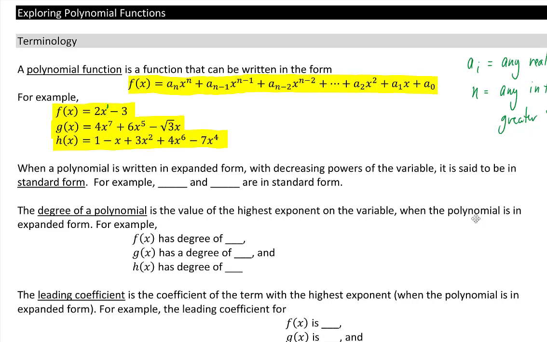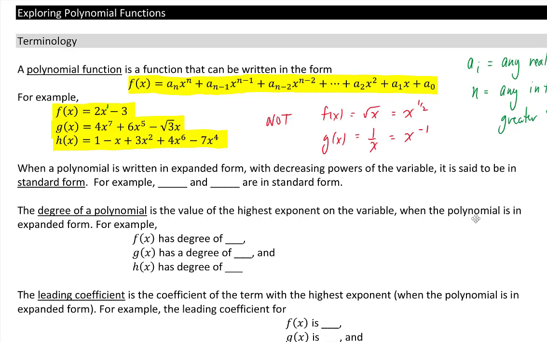So what are examples of objects that are not polynomials? Some that you've seen before. We can have our square root function, which is the same thing as x to the exponent 1/2. Notice the exponent is not an integer value. We've also seen our reciprocal function, 1 over x, which is the same thing as x to the minus 1. So that's a negative exponent, which means it's not a polynomial.